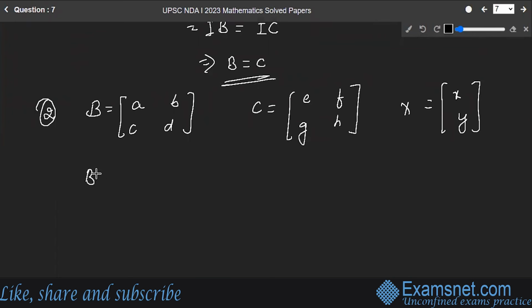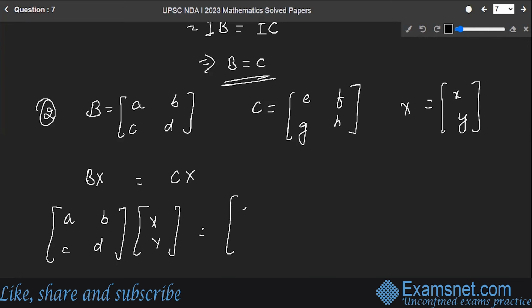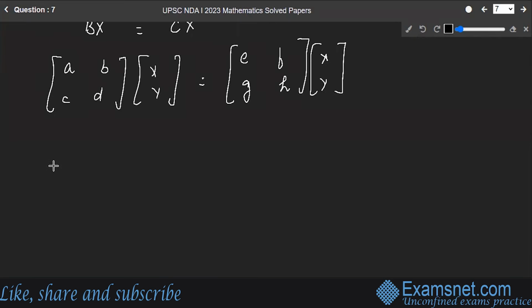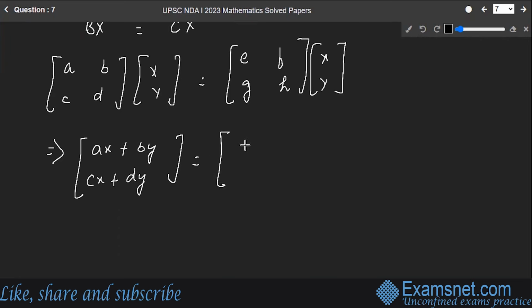Next, let's do Bx is equal to Cx. It's given. So B is equal to [a, b; c, d] and X is [x; y]. This is equal to [e, f; g, h] times [x; y]. Let's do the multiplication of both the matrices. You will have ax plus by, cx plus dy is equal to ex plus fy, gx plus hy.